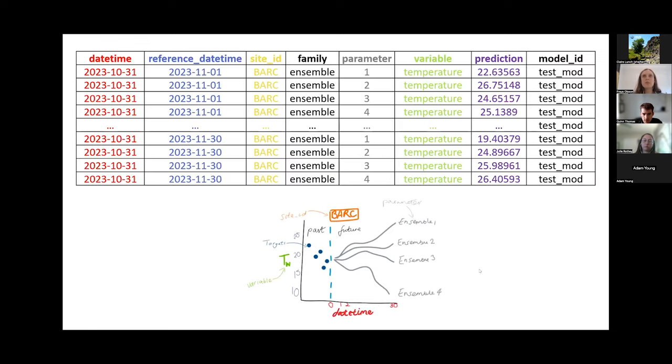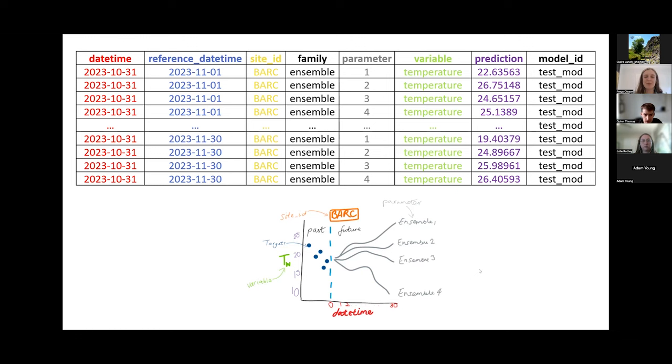If you were going to imagine what this might look like in our standard format, in a CSV or a table type format, it would look something like this. So we have the date that we're making the prediction of. That's a date in the past, so that is not correct. But the reference date time, I've got these columns the wrong way around. I'm really sorry. This red column is the reference date time. So this is the date that the forecast is being produced.